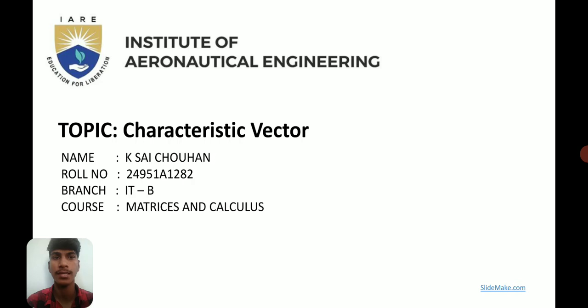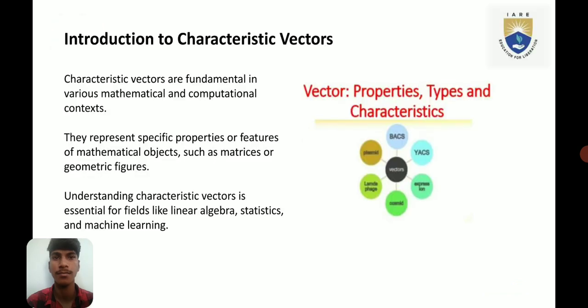Today's topic is characteristic vector. Introduction to characteristic vectors. Characteristic vectors are fundamental in various mathematical and computational contexts. They represent specific properties or features of mathematical objects such as matrices or geometric figures. Understanding characteristic vector is essential for fields like linear algebra, statistics, and machine learning. Then, vector properties, types, and characters.